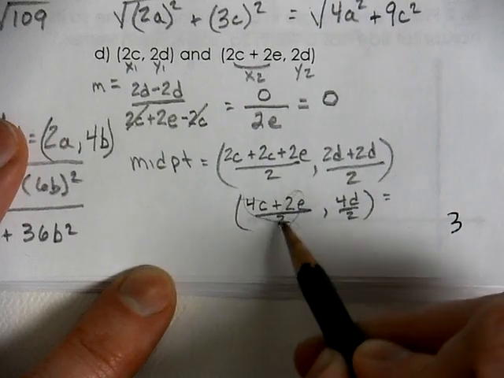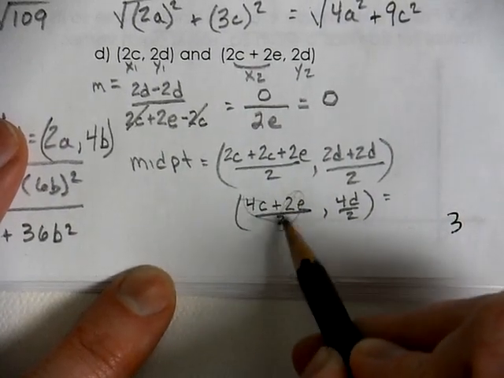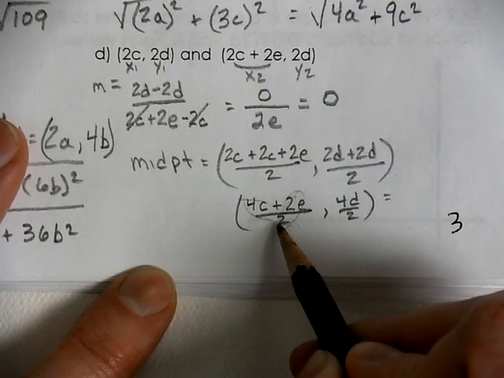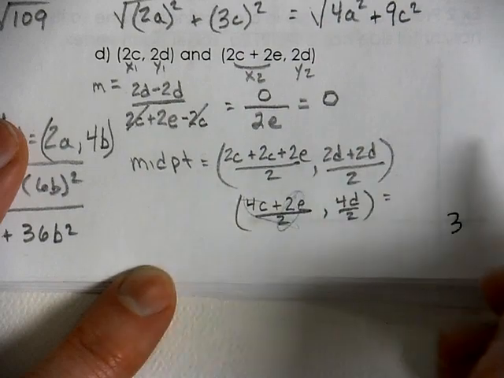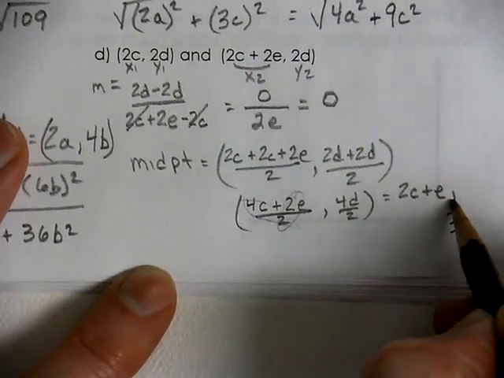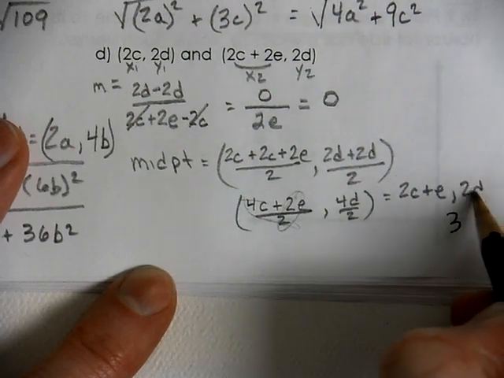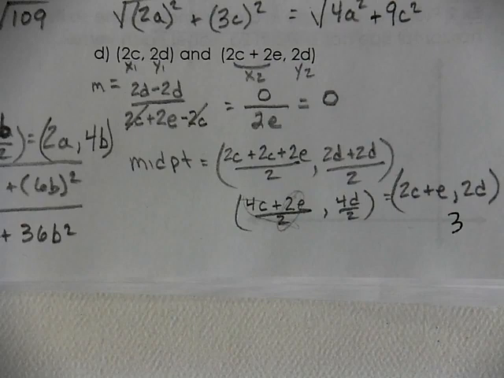So because we have the plus, we have to be able to divide on both sides of the plus. Because we don't have any odd numbers, we can divide the 4, we can divide the 2. We get 2C plus E, comma, 2D. That would be our midpoint.